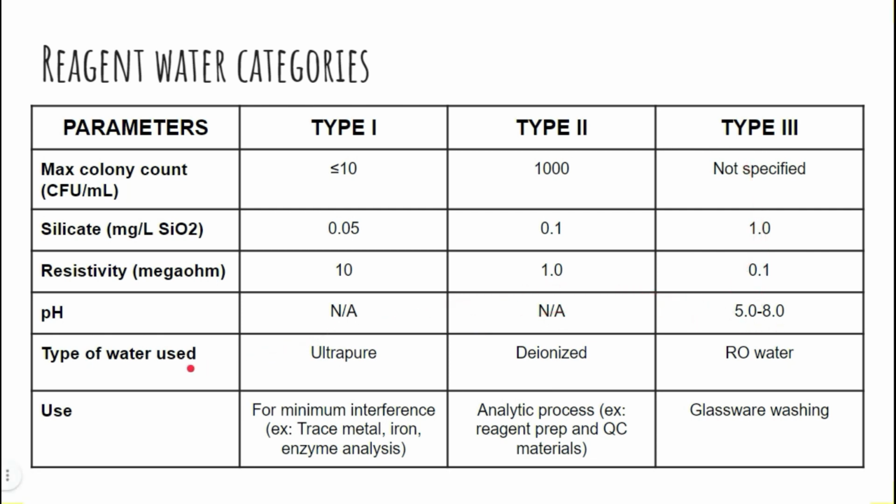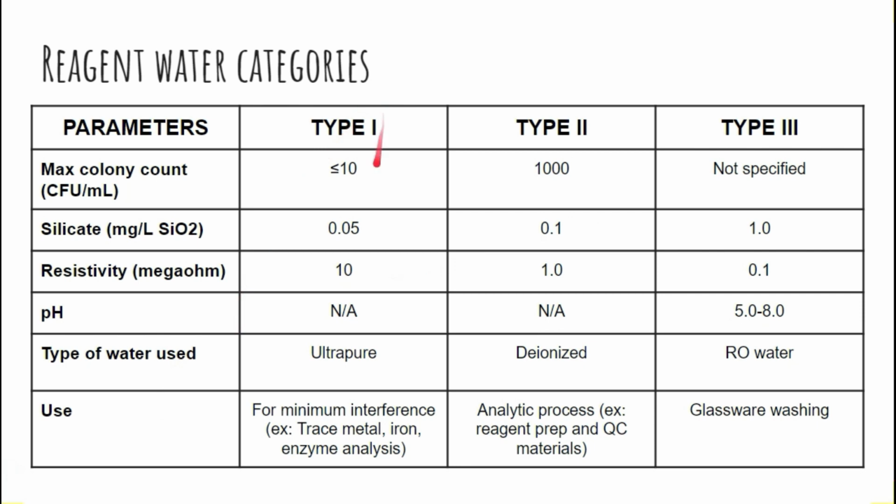For the types of water used, your type 1 po uses ultra-pure water because nga again, this is the most pure, most sterile. For the type 2 po, deionized water is applicable. While for type 3 po, reverse osmosis water po, yung semi-permeable membrane lang. So yun nga po, may mga dumadaan pa rin dyan, mga bacteria as well as mga maliliit na molecules. So, dun din po nagkakaroon ng koneksyon ng RO water sa colony count niya na hindi na ma-specify kung marami.